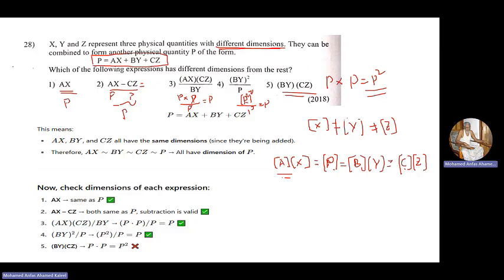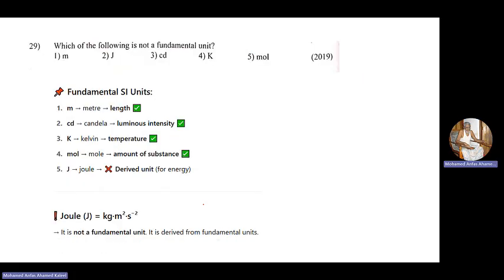So the different physical quantity is BY into CZ. This means option number 5 is the correct answer. AX is the same as P. AX minus CZ, both same as P, so subtraction is valid. AX into CZ over BY is this one, BY squared over P is also the same, and BY into CZ is the odd one. So option number 5 is the correct answer.